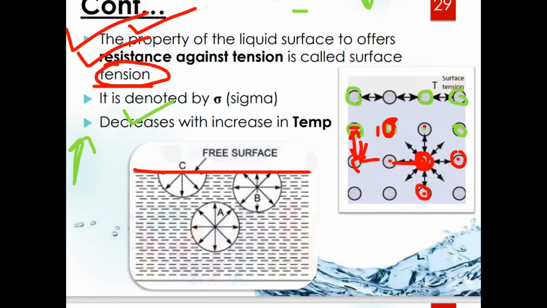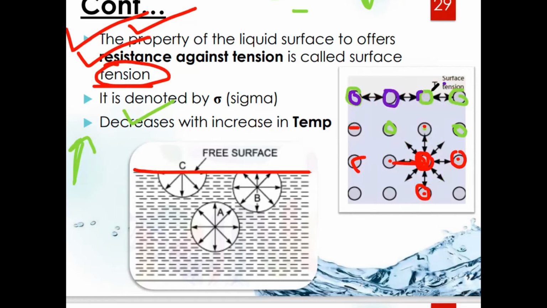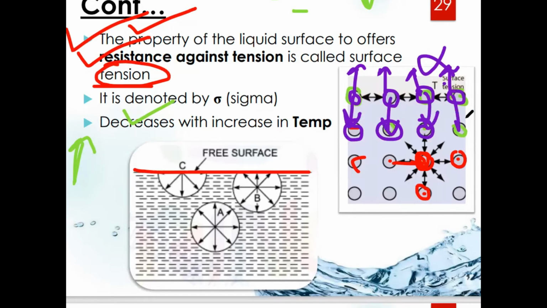Whereas if you see the top molecules, I'll show you in a different color. See these top surface molecules. Above these top surface molecules, there is no other water molecule to attract, to exert the force of attraction. So that's why the molecules present below the top surface will pull the top surface molecules. This second layer molecule will pull the first layer molecules, because there are no molecules at the top. Here at the top surface you cannot see any molecules.